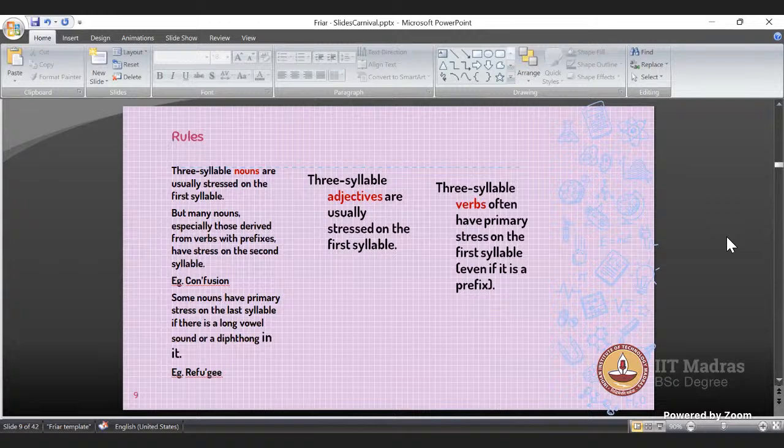Only in the second case, look at column 1 under noun. The nouns that are derived from verbs with prefixes have stress on the second syllable. So if the noun is something that is derived from a verb, then it will take stress on the second syllable. Why? Because we know that verbs have it on the second syllable, right? So it basically means that after they got converted to nouns, the stress did not change. There was no shift in the stress.